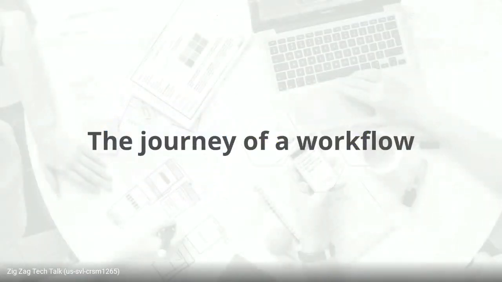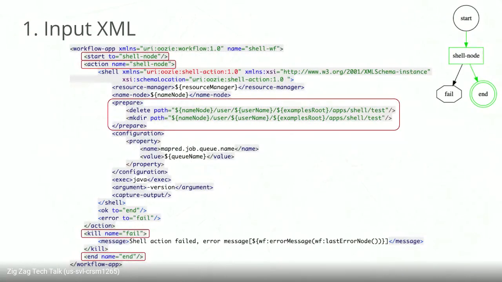To better understand how everything works, let me take you on a journey of a workflow conversion. First we have the same input XML, which I already showed you, the shell action. One thing I want to point out here is this prepare node. Oozie has this feature where, for most actions, you can define a prepare node, and it allows you to manipulate, either create or delete, some directories before the action is run. So this will be useful later.